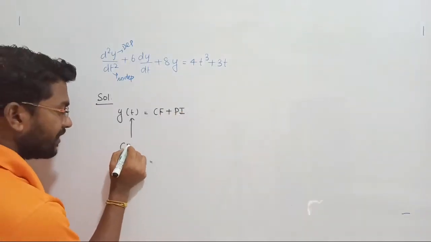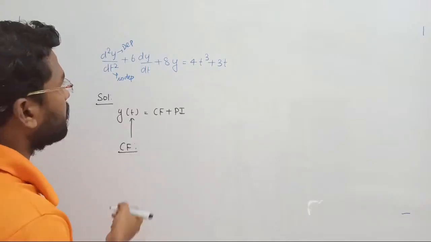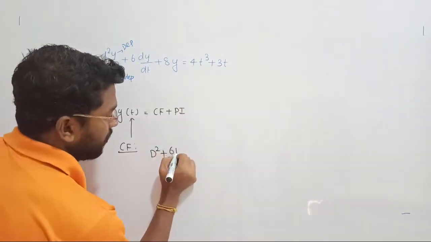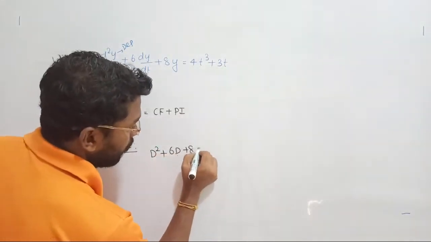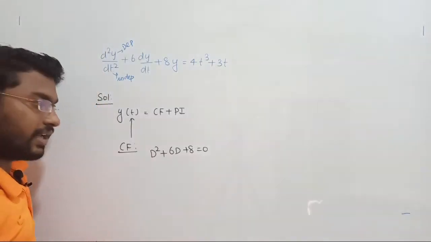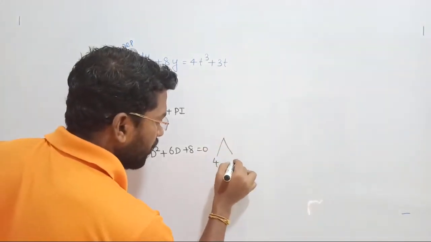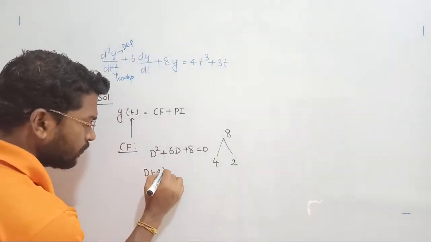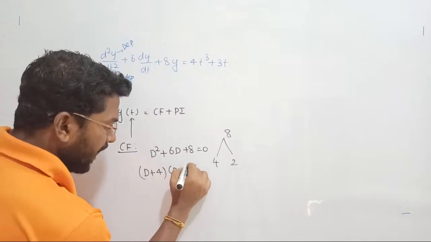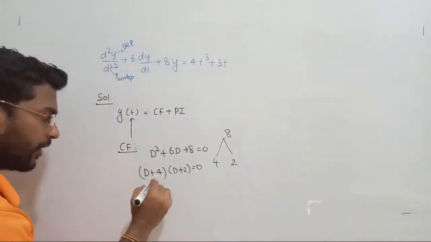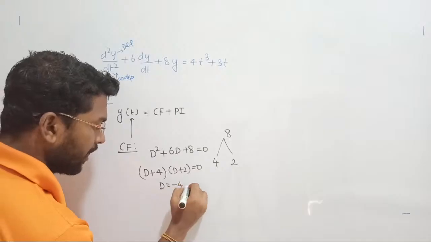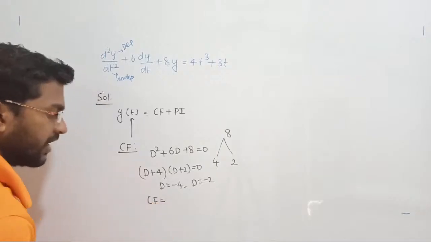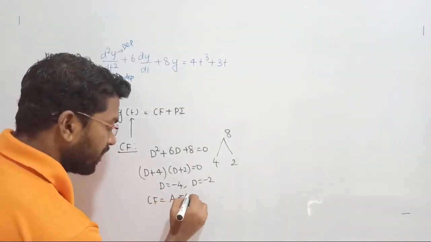Let's try and find the answer for complementary function. Complementary function in the sense we should write the characteristic equation: D squared plus 6 times D plus 8 equals 0. Can you break these roots directly? Of course, why not? 4 times 2 will give you 8, 4 plus 2 will give you 6. So it can be written as (D plus 4) into (D plus 2) equals 0. If I break these roots, D is equal to minus 4, D is equal to minus 2.